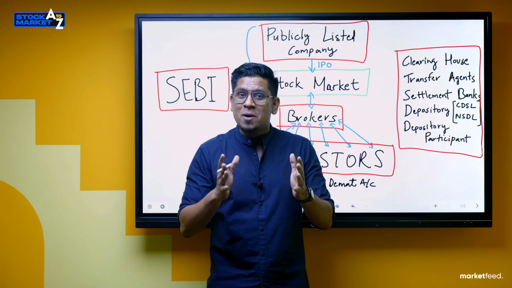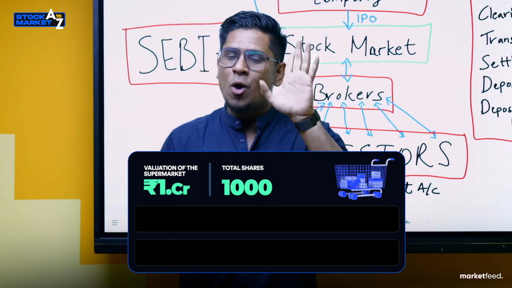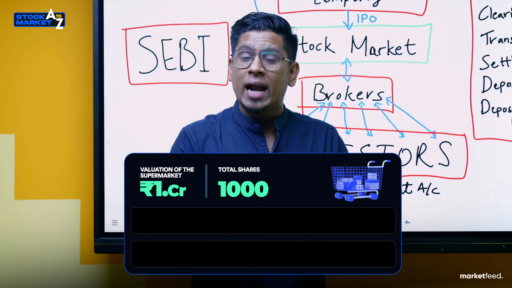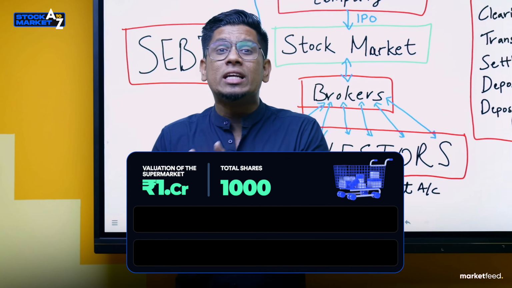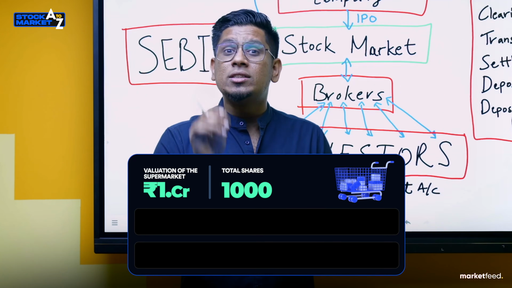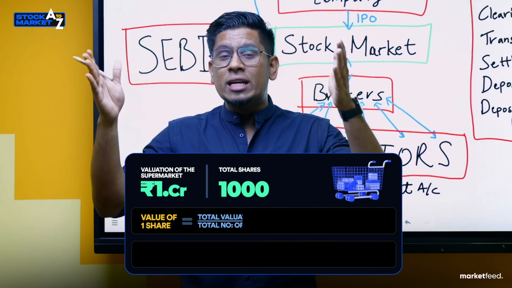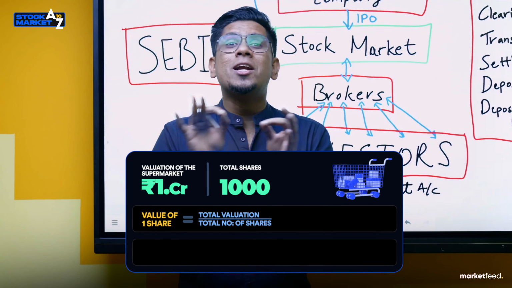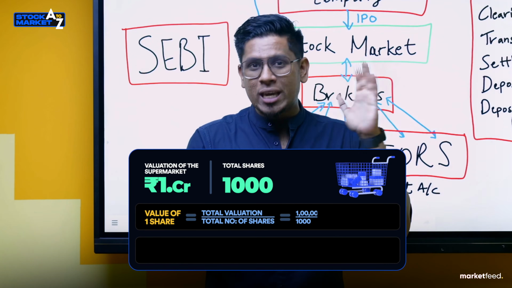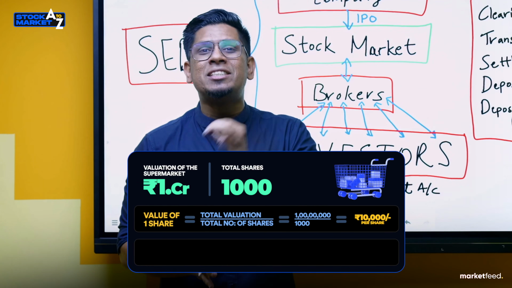Now there is some simple mathematics here. We said that the complete valuation of the supermarket is 1 CR. Now we also said that there are a total of 1000 shares or stocks in the entity. Then you tell me, what is the value of a single share? It's easy, right? Total valuation divided by total number of stocks, which, I hope you can see the mathematics here, gives you a value of rupees 10,000 per share.